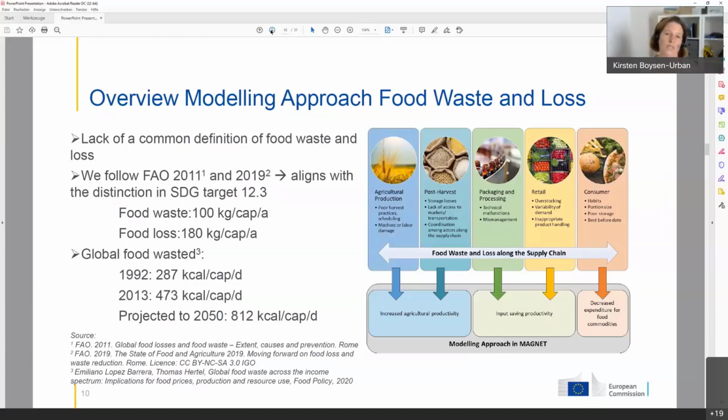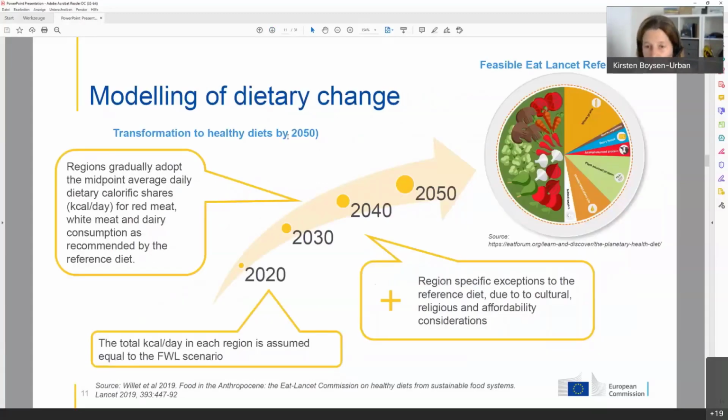To move on. Also important is how we introduced the dietary changes. I mentioned already that this is based on the EAT-Lancet reference diet, published in Willett et al. in 2019. And we introduced these changes from 2020 until 2050. And we assume this way that regions adopt gradually this diet. We introduced the dietary changes by reducing the calorific shares of white meat and red meat and dairy consumption, and we increased the share of fish consumption. In addition, we assume that in this scenario, the kilocalories consumed per day are equal to the one in the food waste and loss scenario.